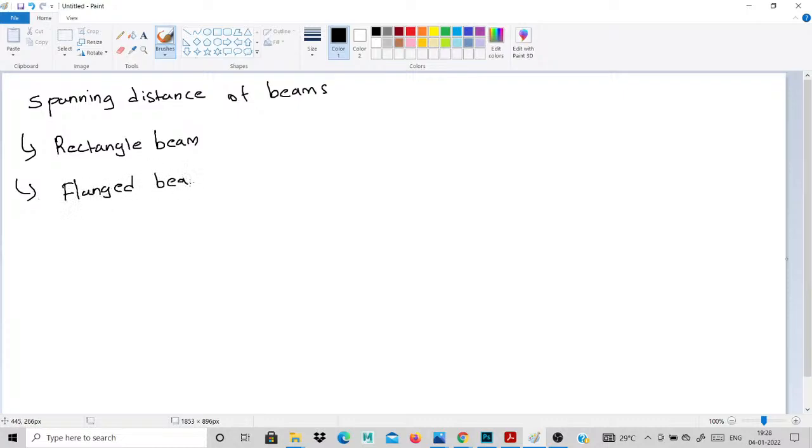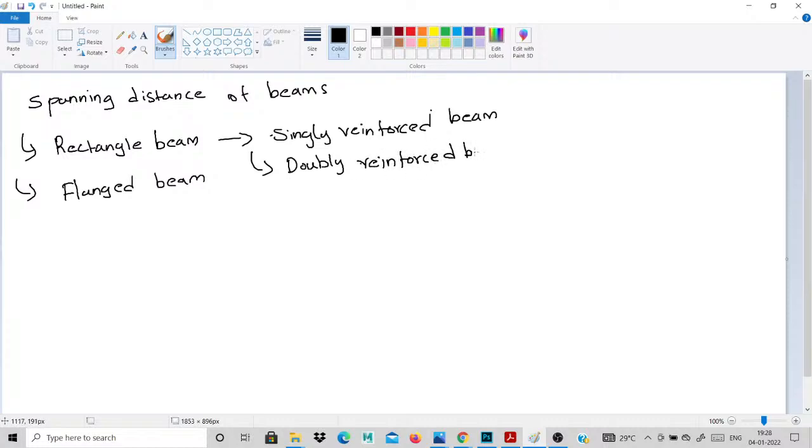There are two types of beams available. Type one is a rectangular beam, another one is a flanged beam. For the rectangular beam, there are two types: one is a singly reinforced beam, another one is a doubly reinforced beam for your section.